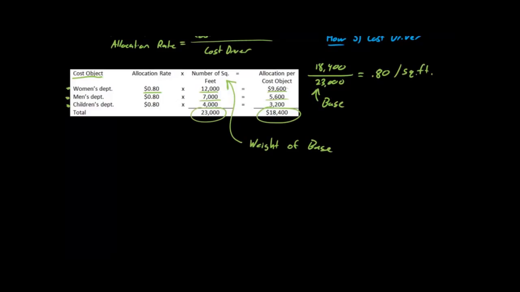And this number of square feet, just in terms of terminology, is often referred to as the weight of the base. So the base is the total square footage, that is 23,000, and for the women's department, 12,000 is the weight of the base. For the men's department, 7,000 is the weight of the base, and for the children's department, 4,000 is the weight of the base. So this is how we allocate indirect costs. And in the next video, we will look in a little more detail at how to pick the best cost driver.